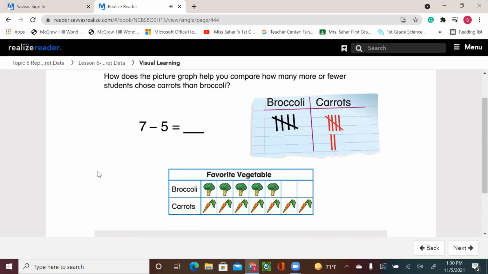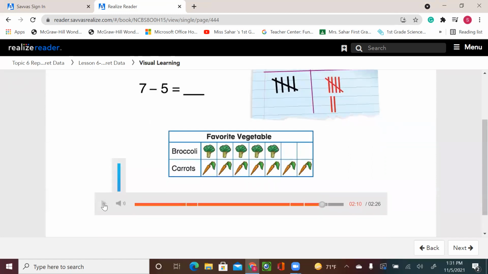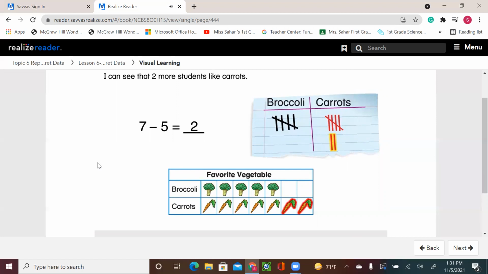How does the picture graph help you compare how many more or fewer students chose carrots than broccoli? If we look at the row which represents broccoli, I can see there are 5 pictures of broccoli. And if I look at the row which represents the students that chose carrots, I can see there are 7 boxes with carrots in them. That means this row is longer than the broccoli. So 2 more students chose carrots over broccoli as their favorite vegetable. I can see that 2 more students like carrots.